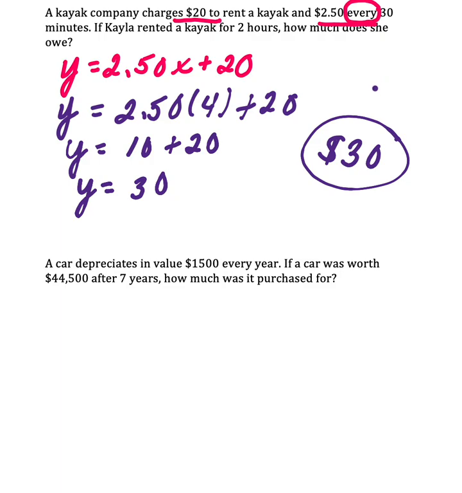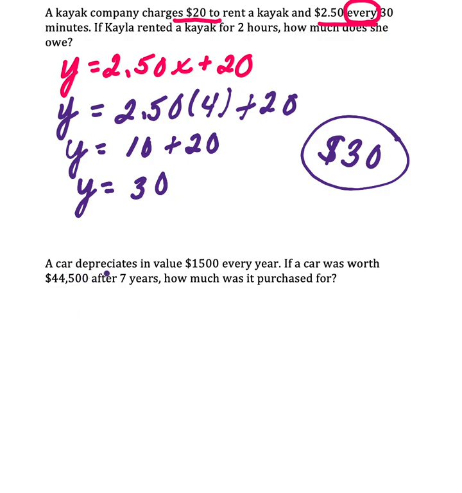We would use the slope-intercept form of a line for things if you were going to an amusement park and you have an entrance fee, and then every ride costs so much money. Let's take an example of something from point-slope form. The next example says, a car depreciates in value $1,500 every year. If a car was worth $44,500 after 7 years, how much was it purchased for?